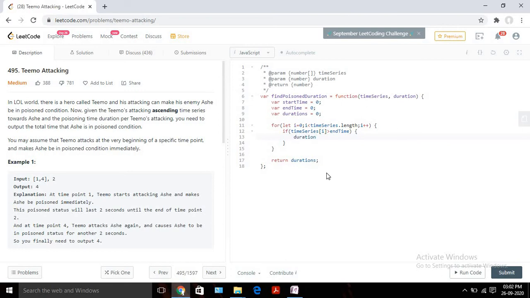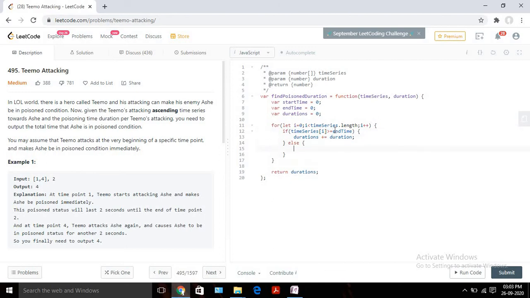Because it's not overlapping with anything. So if the time series is greater than the end time, that means it's not overlapping with anything, right? So we can easily consider the full duration. Whatever our duration parameter value is, I am going to add that in our duration variable. And another case is equal. If it is equal also, then we can consider the full duration value, and add it in our final durations variable.